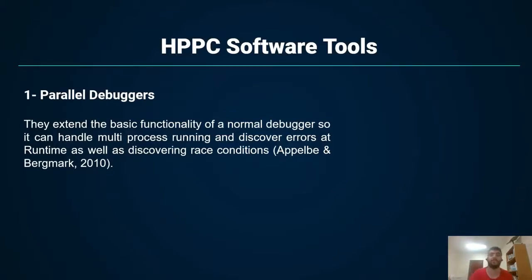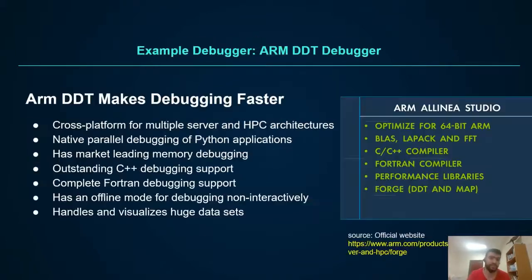And this is where the parallel debuggers come into place, because they allow you to set your breakpoints and understand how this race condition happened. An example of these debuggers, of course, is Arm. Arm is one of the biggest companies in processor and microprocessor production. They have a debugger, which is Arm Forge Studio.